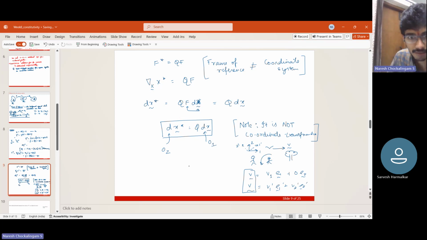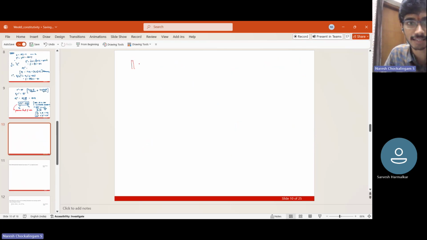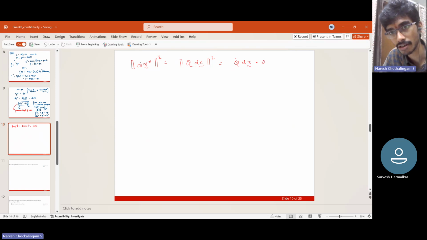So what is special about this transformation? Under an imposed rigid body motion Q, vectors that transform according to this law preserve the inner products and lengths. So this transformation preserves the length of the vector and also the angle between two different vectors. So how does it preserve the length? Let us say dx, the length of dx star squared is nothing but the length of Q dx squared, and the length squared is the inner product. It is Q dx dot Q dx.